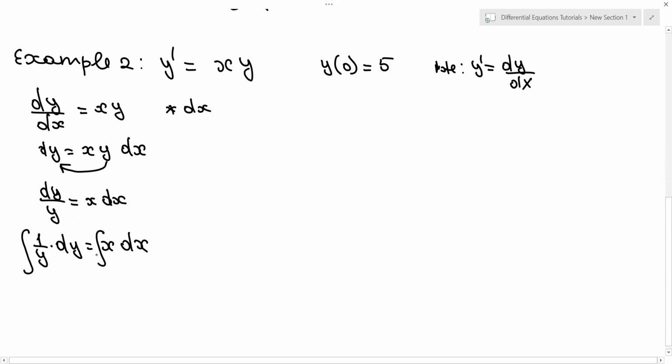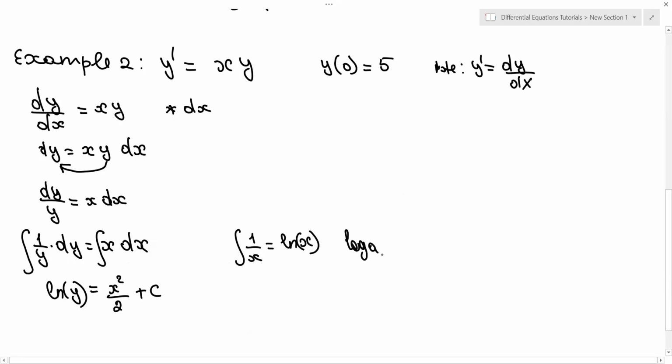In the previous example, you know that the integral of x is x squared divided by 2 plus c. But what about this one? As you know, the integral of 1 over x is ln x. So here, the integral of 1 over y is ln y. So what can we do in this example? You know that when we have a logarithm, log base a of x is equal to b, it means that a to the power of b is equal to x.